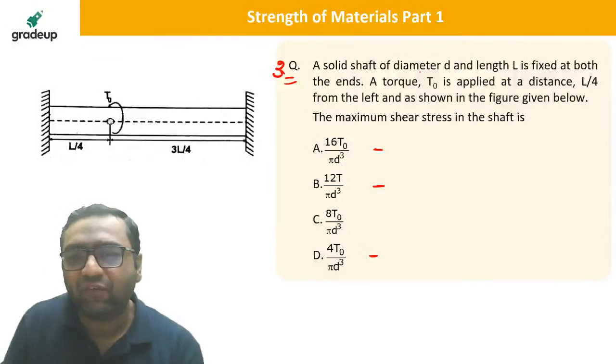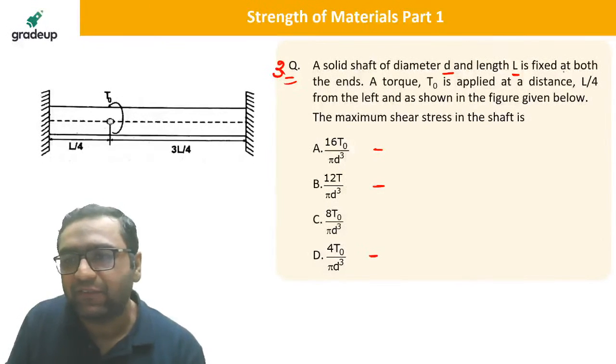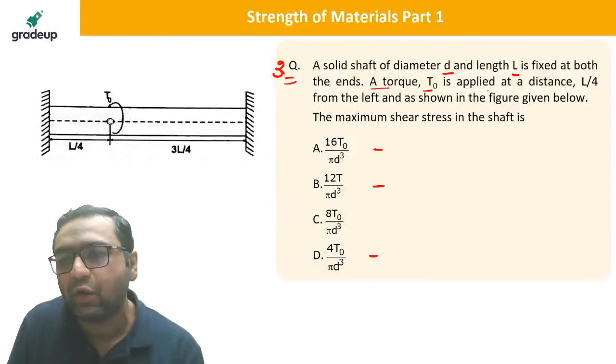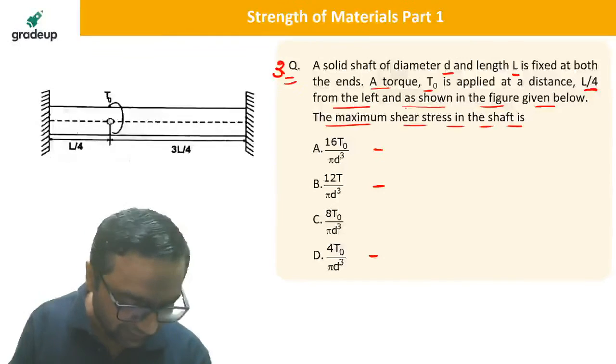So, a solid shaft of diameter D and length L is fixed at both ends. A torque T naught is applied at a distance of L by 4 from the left, as shown in the figure given below. The maximum shear stress in the shaft is. You need to answer that.